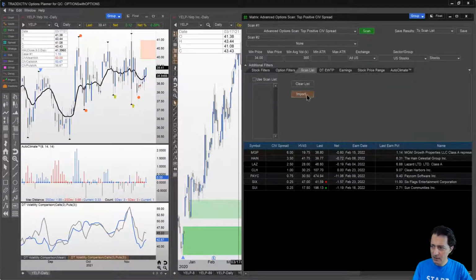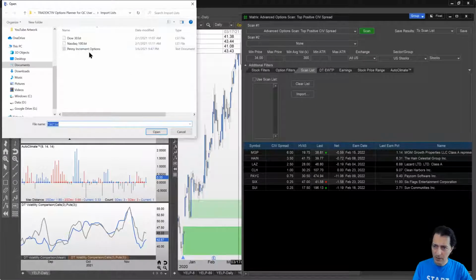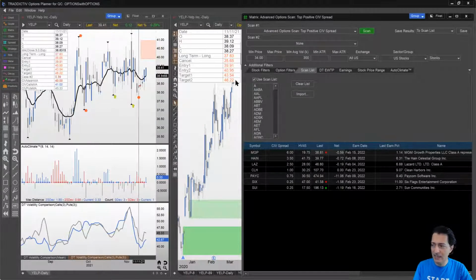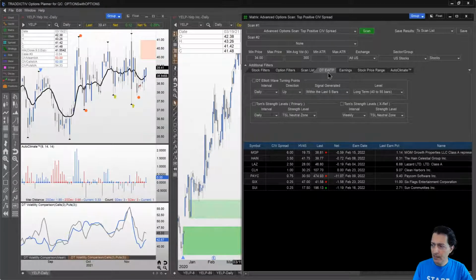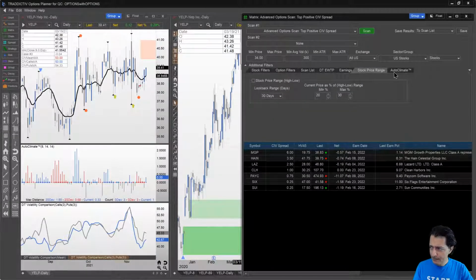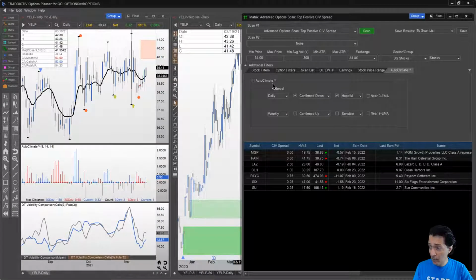Scan list, let's import the penny increment options list I always use. You don't need to use that list, okay? But again, it has its advantages, so that's why I use it. Again, on this section, nothing. Earnings, we exclude anything that reports earnings in less than 30 days, just to give ourselves time to reach a target.